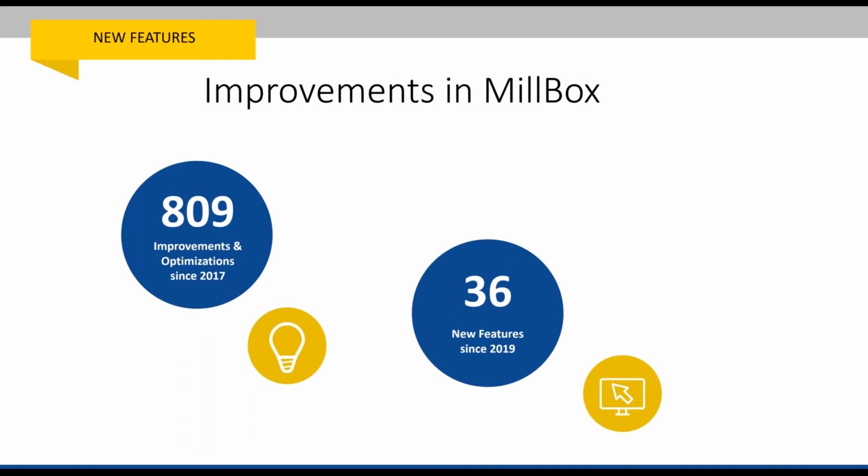36 is the number of actual new features. It didn't have this before, so that's not an improvement. I'm making a distinction here. An improvement is just taking a current feature and making it faster, better, smarter. We've done a lot of those. But a brand new feature, 36 of those just since 2019. That's awesome. So thank you for the new feature comments and suggestions. We really take those seriously, and we implement them in the newest versions.